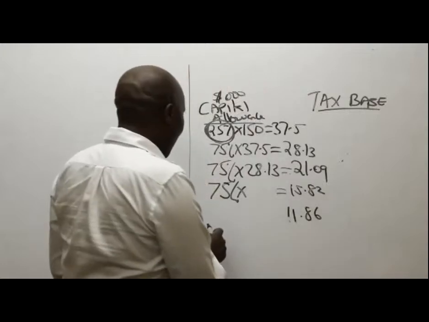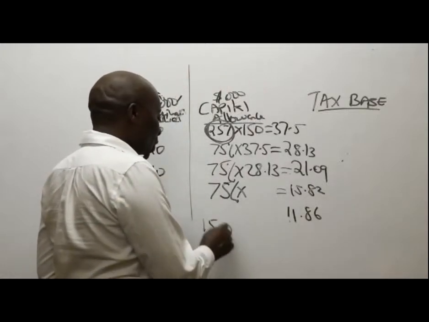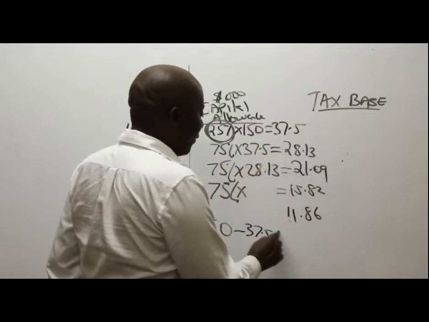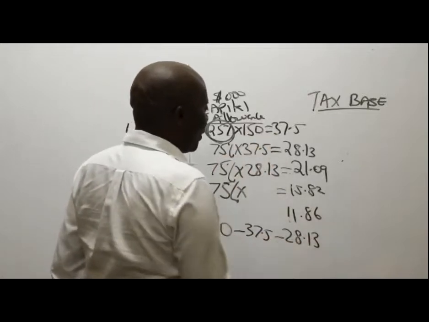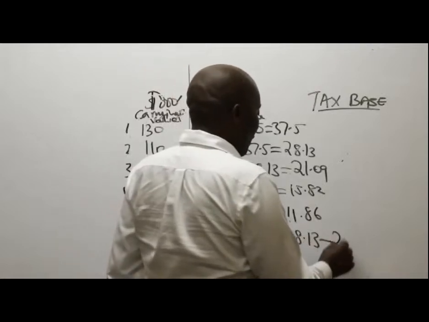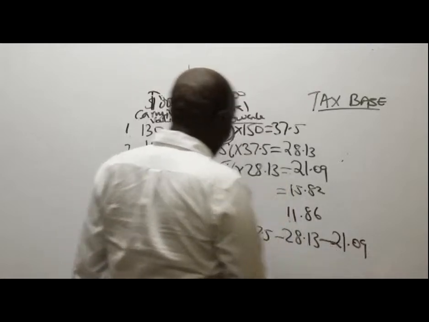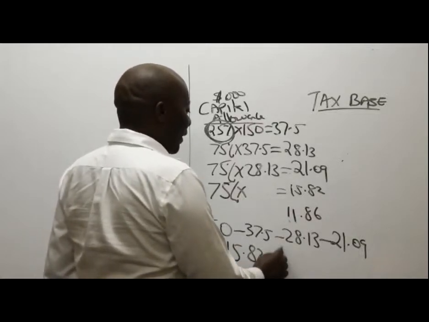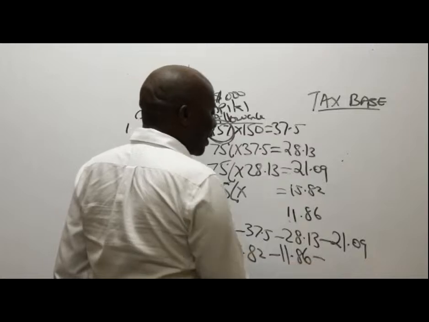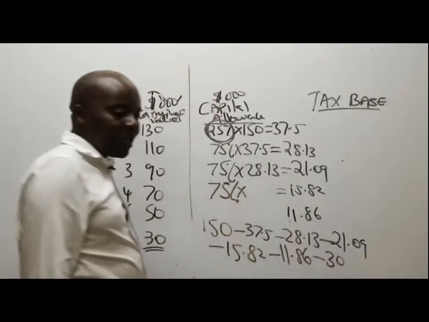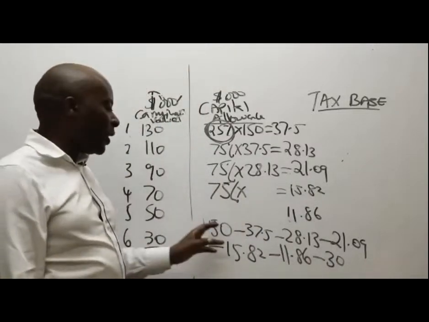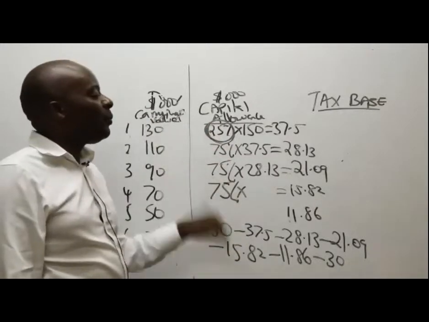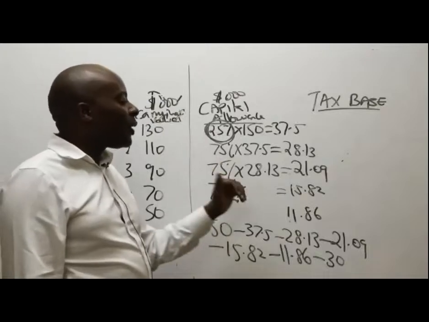You can take the original value, which was 150. You subtract what you lost in year 1, 37.5. You subtract what you lost in year 2, 28.13. You subtract what you lost in year 4, 21.09. You subtract what you lost in year 5, 15.82, whatever, minus 11.86, minus the scrap value. If you're following this approach, you take the original cost of 150 and then you subtract all the depreciations, all the capital allowances for each year.